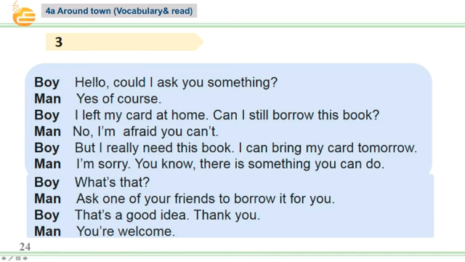Okay, everybody. This is number three, of course. It's where? In the library, of course. Let's read it together. Hello, could I ask you something? Yes, of course. I left my card at home. Can I still borrow this book? No, I'm afraid you can't. But I really need this book. I can bring my card tomorrow. I'm sorry. You know, there is something you can do. What's that? Ask one of your friends to borrow it for you. That's a good idea. Thank you. You're welcome.